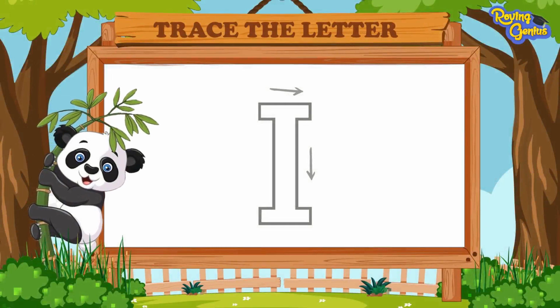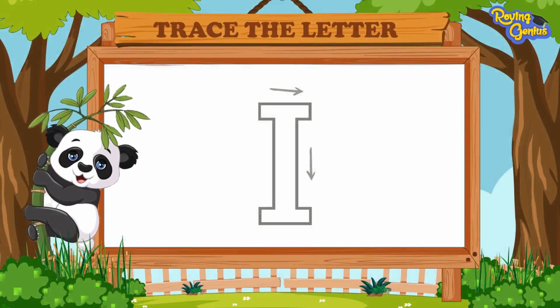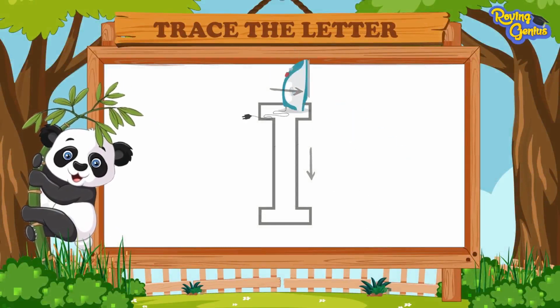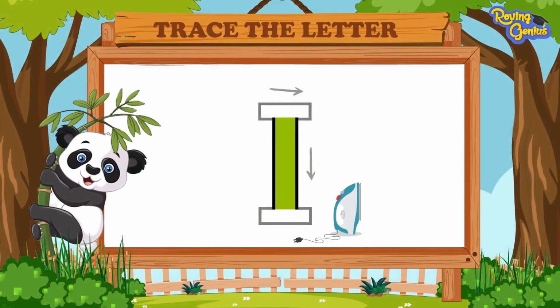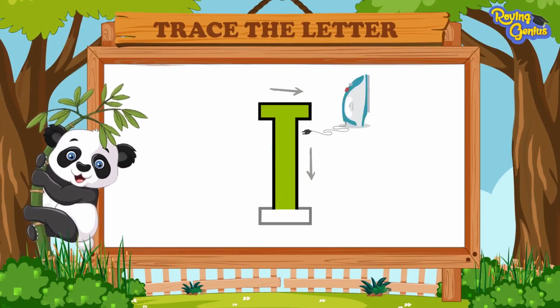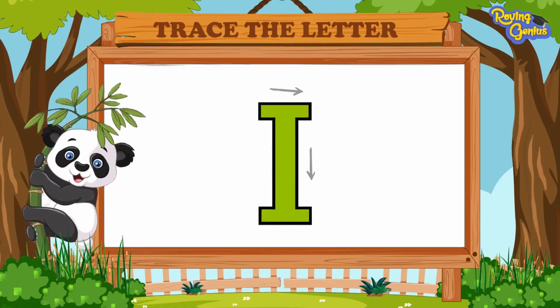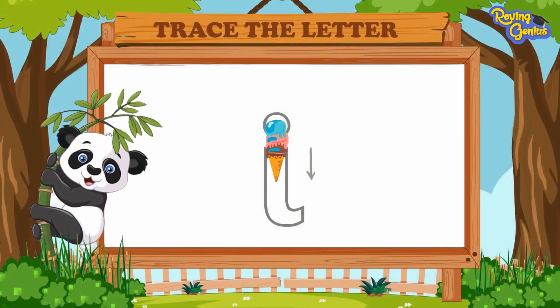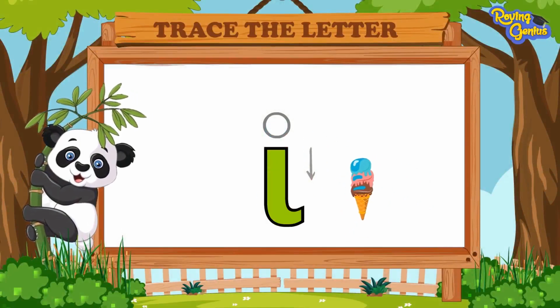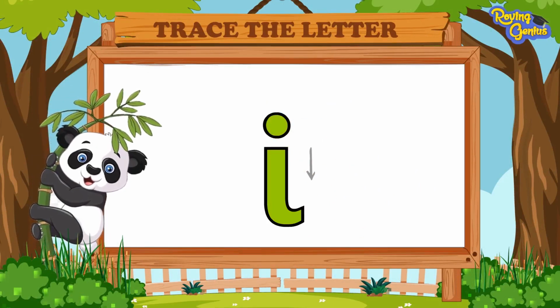Let's learn how to trace I with these fun rhymes. Big I starts with one side of a door. All it needs is a roof and a floor. Little I goes down, it's an ice cream treat. Add a sprinkle on top and it's ready to eat.